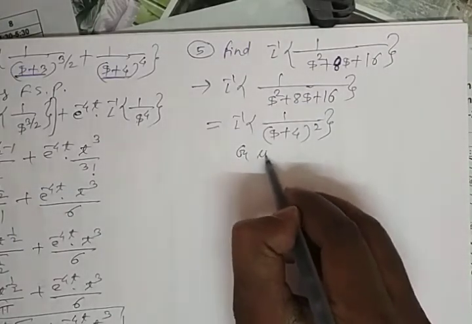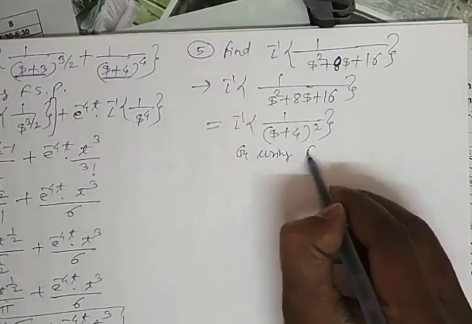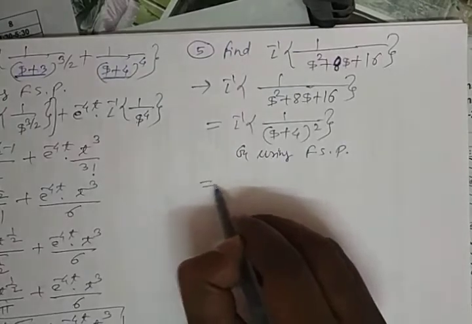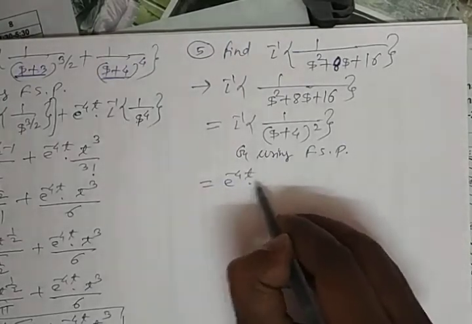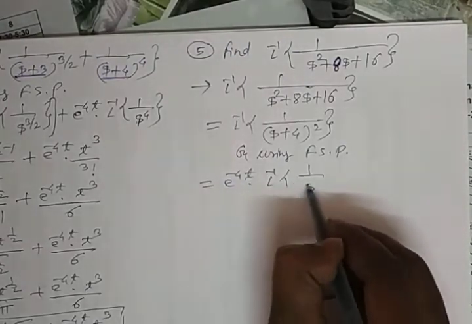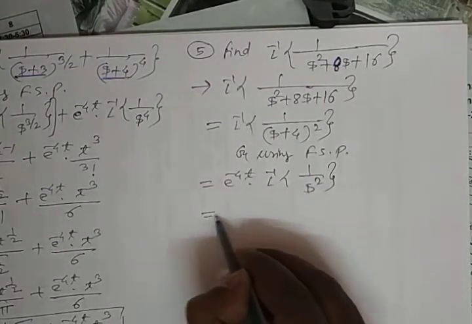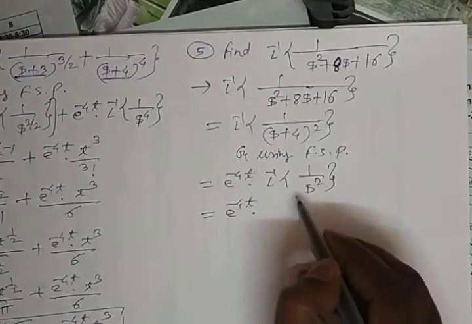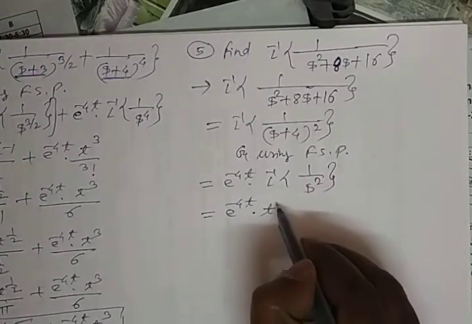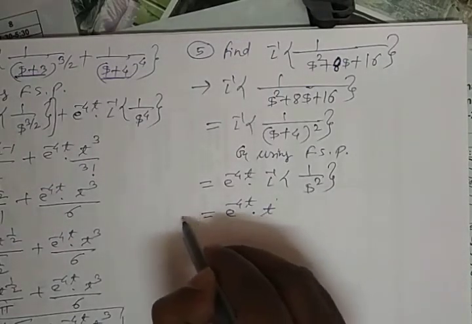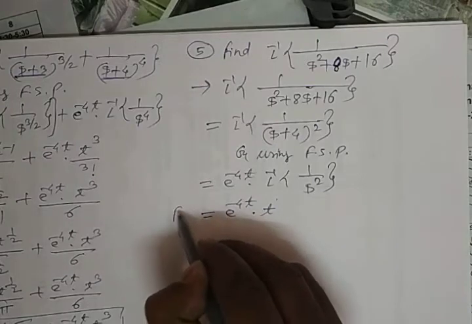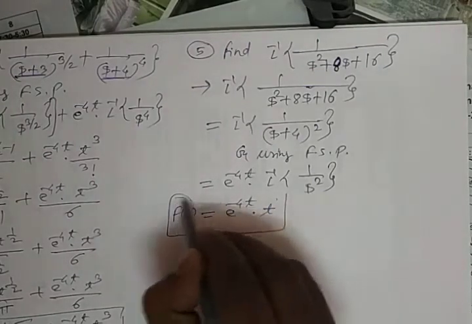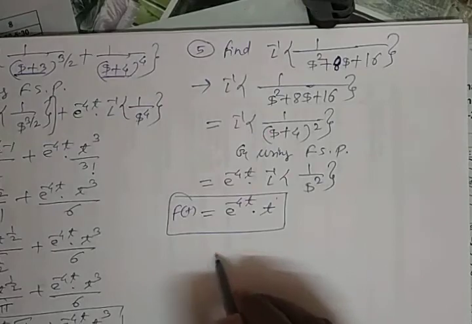Now after that, by using first shifting property, we can write this as e raised to minus 4t Laplace inverse of 1 upon s square. That is equal to e raised to minus 4t into, this is nothing but t raised to 1 upon 1 factorial, that is e raised to minus 4t into t. Okay, so this was the example, simple example.